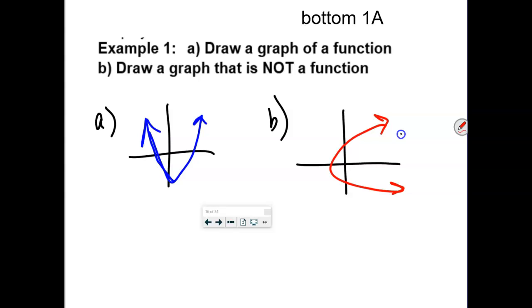Well, they're called horizontal parabolas. I know, real fancy, right? I know, that's stupid. Hey, Bob, what do you want to call this? Horizontal parabola? Cool. I know, it's dumb.